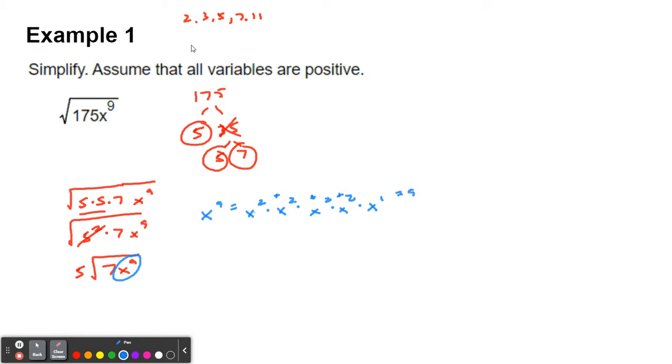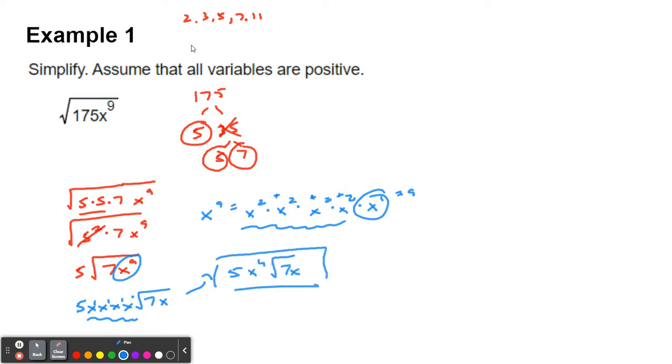Okay? So notice that 1, 2, 3, 4 x's are squared, so 1, 2, 3, 4 x's will come out. So you would have 5, and you would have times x, times x, times x, times x, a 7 inside, and then you'd have one x left over. And these 4 x's, you're multiplying them, so you would add the exponents, you would get x to the 4th. So your final answer here would be 5x to the 4th on the outside, and then inside, square root of 7x, and that'd be simplified.